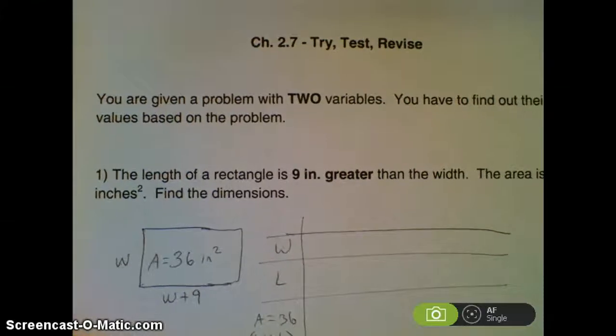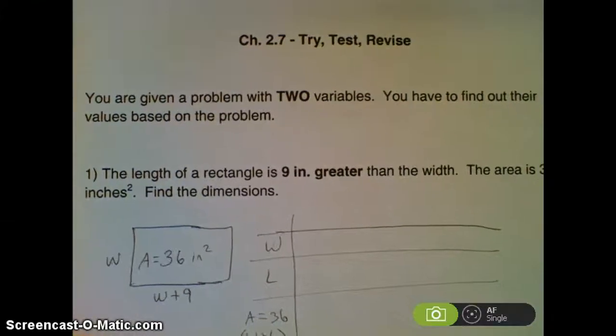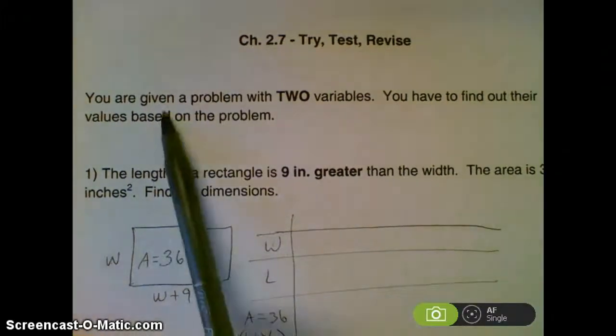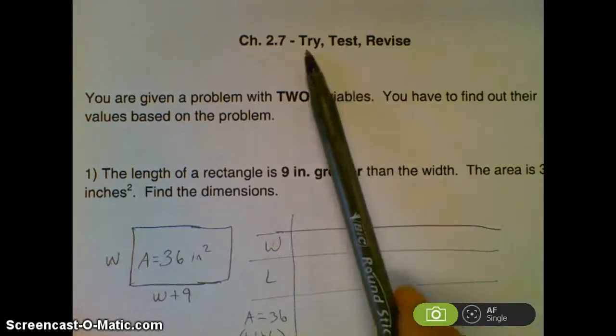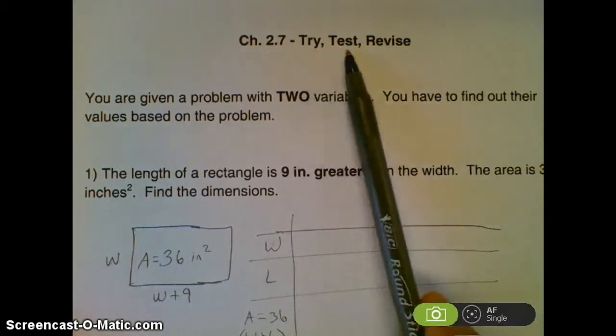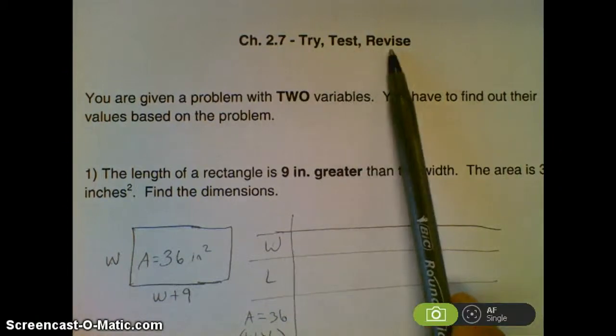This is Chapter 2, Section 7, Try, Test, and Revise, where we're given a problem with two variables. It's actually a system of linear equations, and you'll learn lots of ways to solve these throughout your math career. But right now, what we're going to do is try out numbers, see if they work, and when they don't, try different numbers.